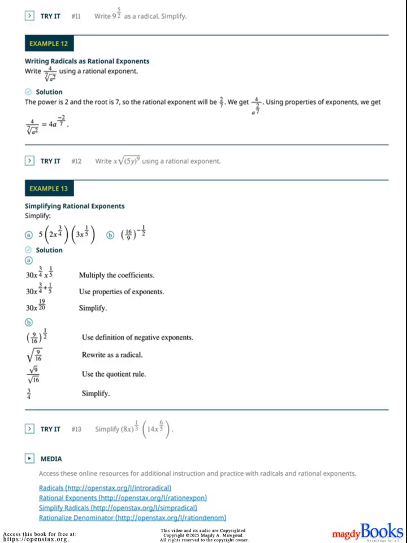Simplify (8x) to the power of 1 over 3 multiplied by (14x to the power of 6 over 5).